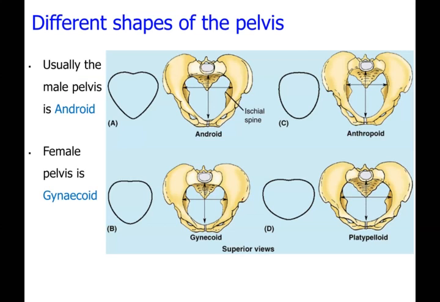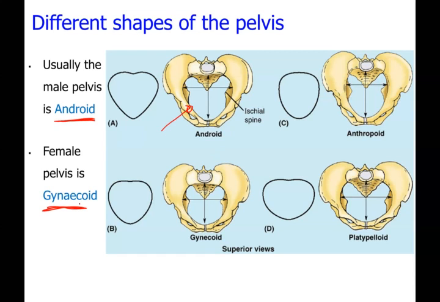Now there are different shapes. Of course, you can see 1, 2, 3, 4 shapes at least here. But I'm not going to talk about all these shapes. What you need to know is that most of the male pelvises have an android shape. And this shape is mainly based on the inlet. And the usual female pelvis is gynecoid.